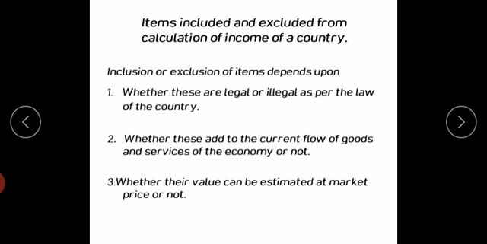Third one is whether the value of the productive activity can be estimated or not. If we cannot estimate that at all, then we cannot include it. If it can be estimated, then we can include it. Okay, so let us proceed. So I'll give you some examples. Items not calculated in income of a country. Okay, I will also show you the reasons why they are not calculated.